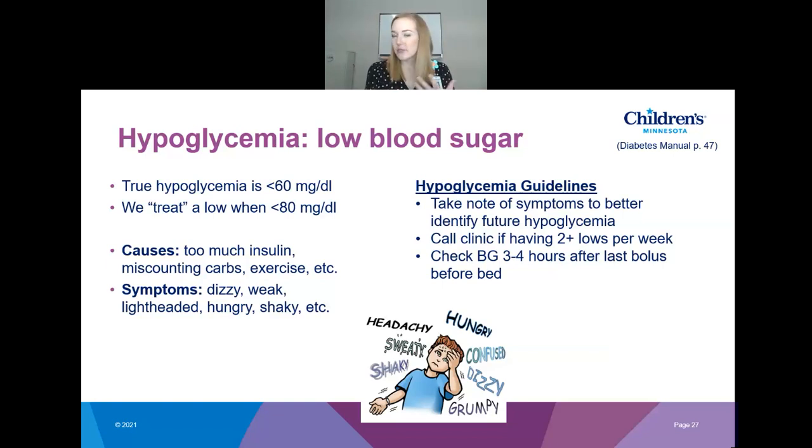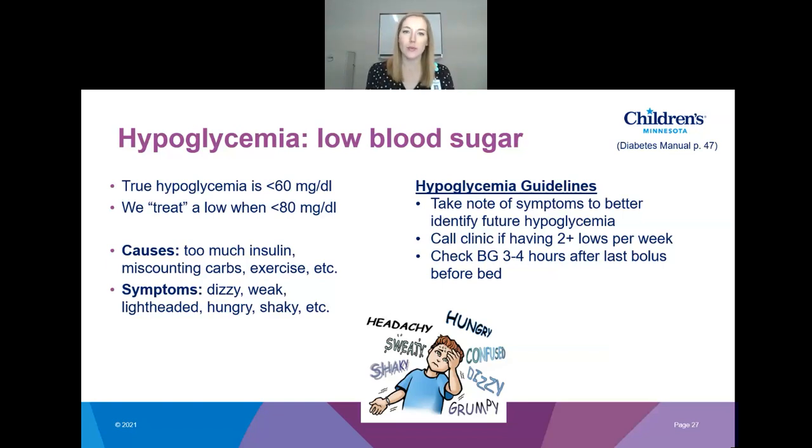Lots of different reasons for hypoglycemia, but it really does boil down to an imbalance of sugar and insulin in the body, and insulin is winning. So it could be that we took too much insulin by accident, we miscounted our carbs, we were more active after we ate than we expected. Lots of different reasons. So shed the blame and shame. It happens. We just need to know what to do when hypoglycemia occurs.